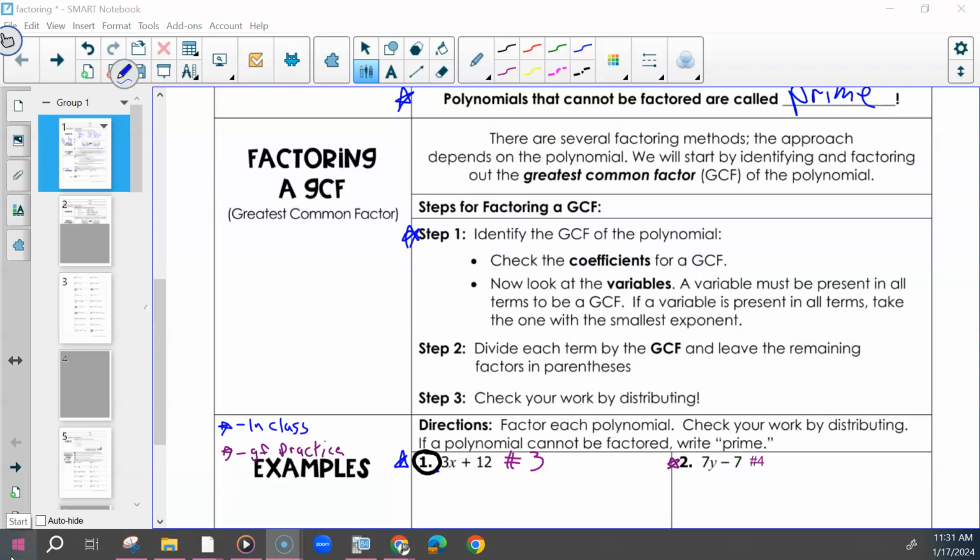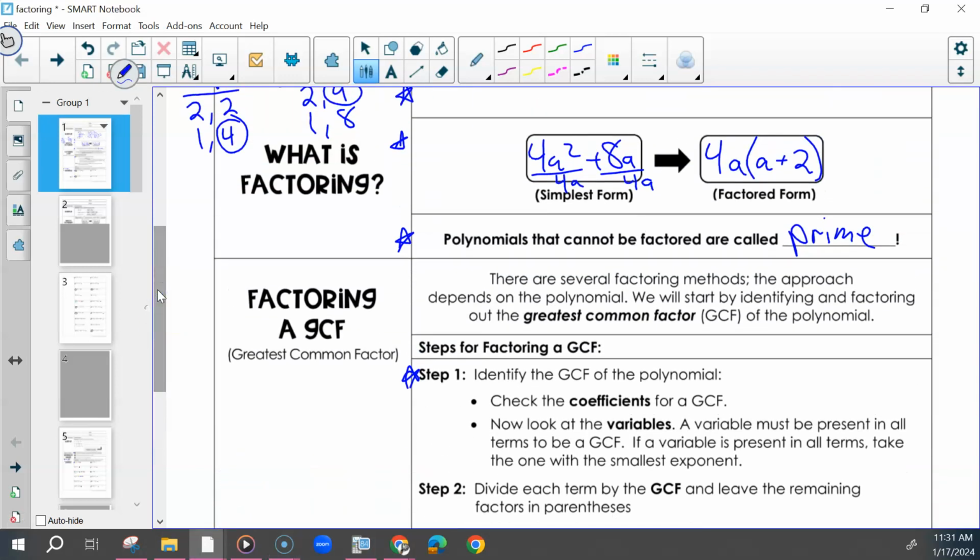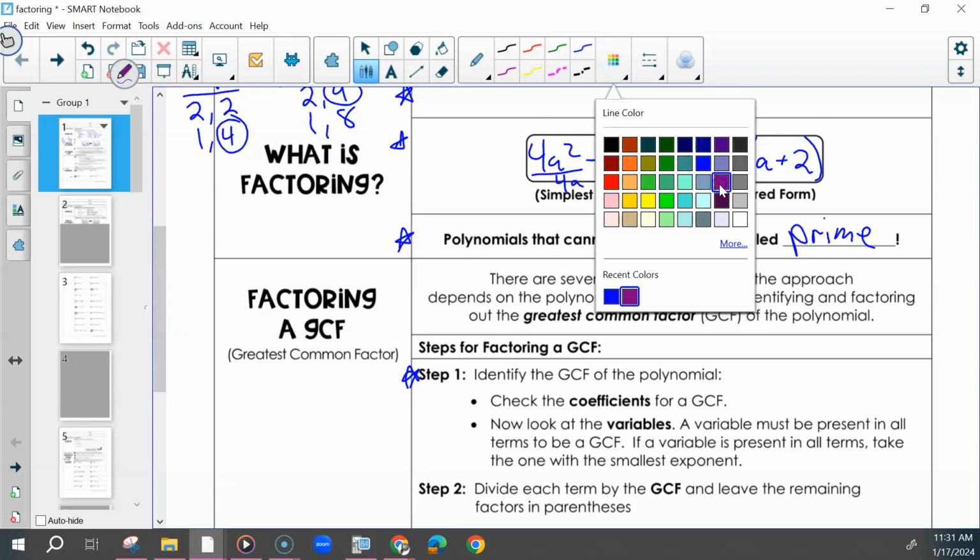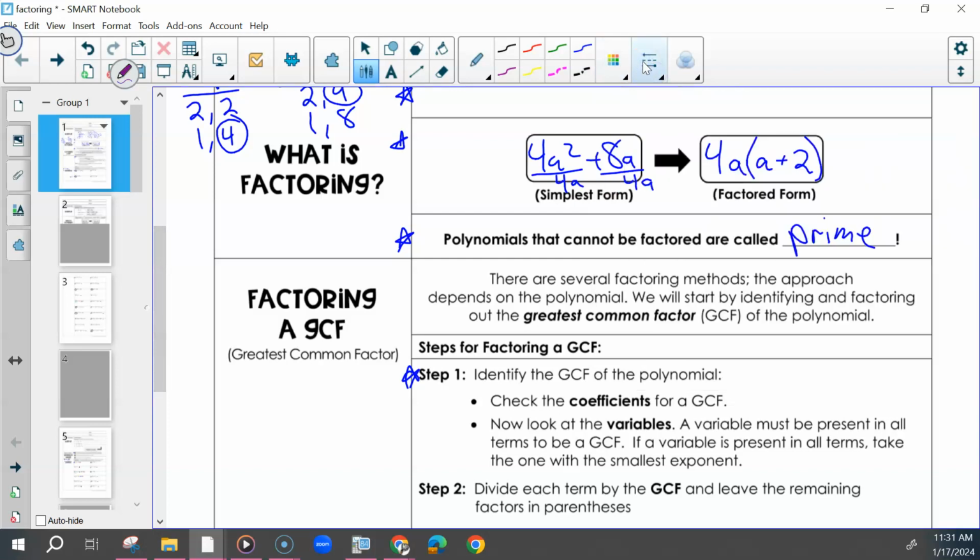So we did steps 1 through 2 when we did that one. We did not do step 3, so I'll do that really fast so you see that it works. If I wanted to double check, did I do this correctly? I could redistribute, just like we were doing before, to see, do I get the original? If I do, I did it right. If I don't, something's off. So if I were to distribute this, I should get 4a squared plus 8a, which is the original. So you could always do that no matter what.